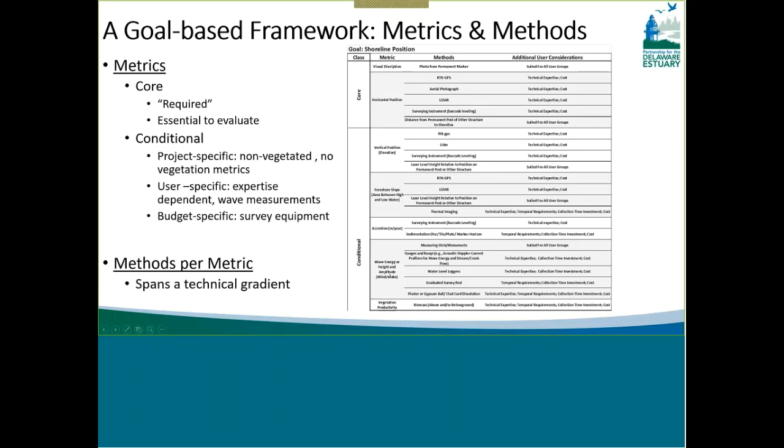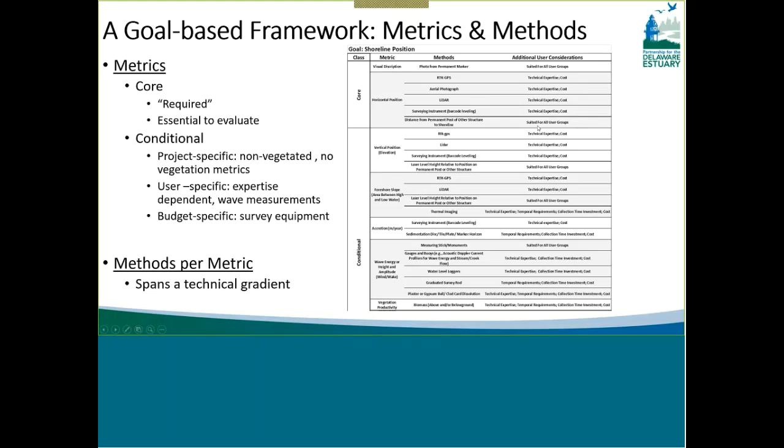So the metric is really the thing we're looking at, and the method here is how we're going to do it. So for horizontal position, this core metric here, you could do some surveying, you could do some GIS, you could look at it with LiDAR or surveying equipment. On all of those, if you look over here, they're all common ways people do it, but they all require some expertise. But here's, like I said, our Home Depot one, suited for all user groups.